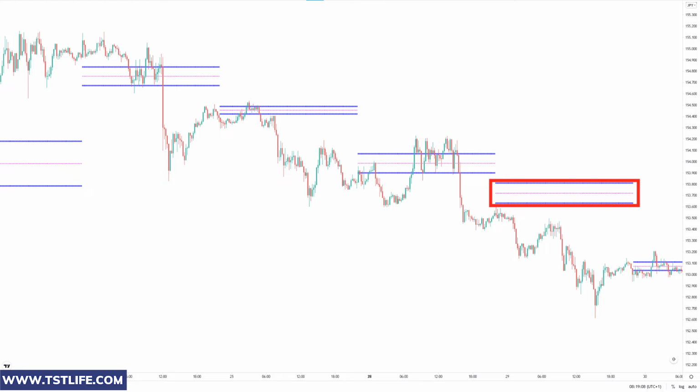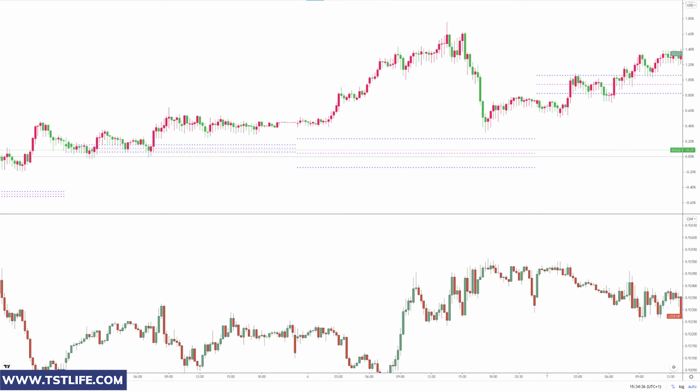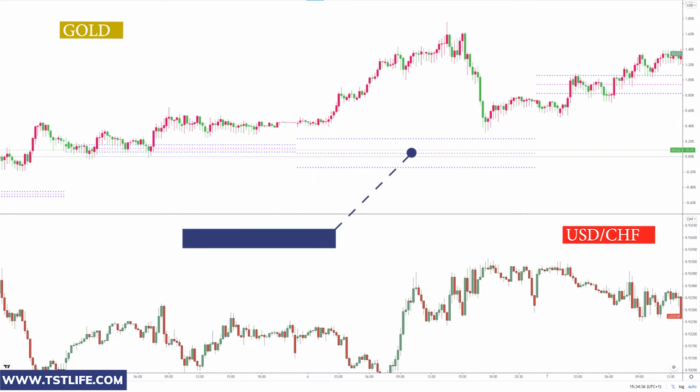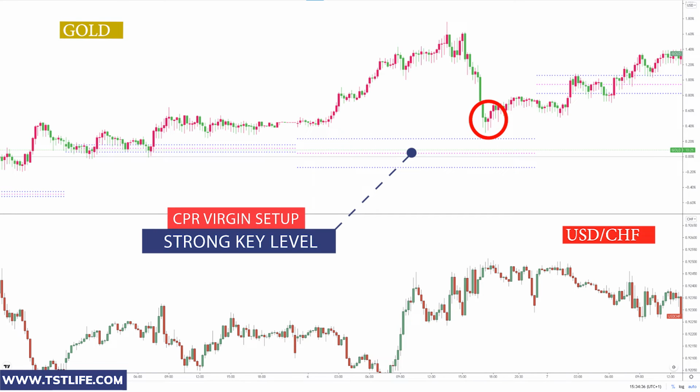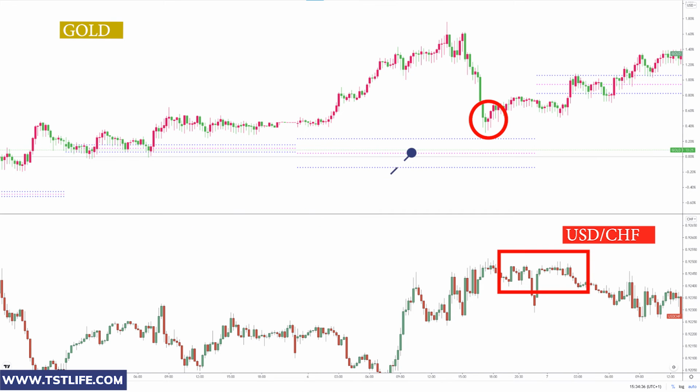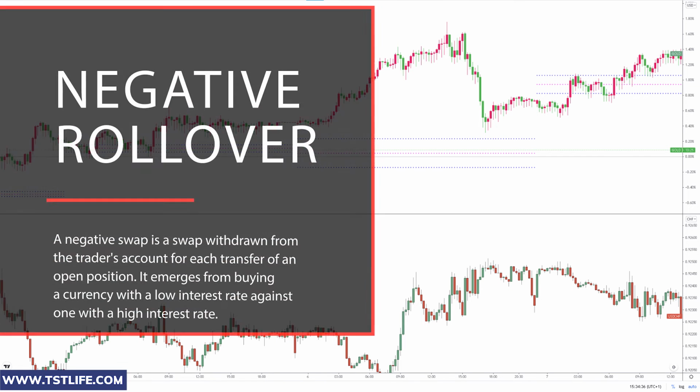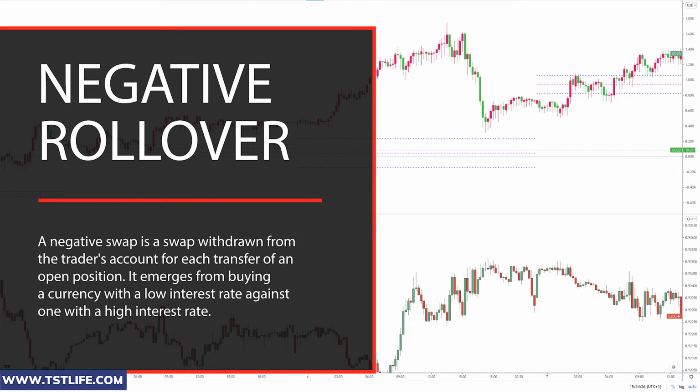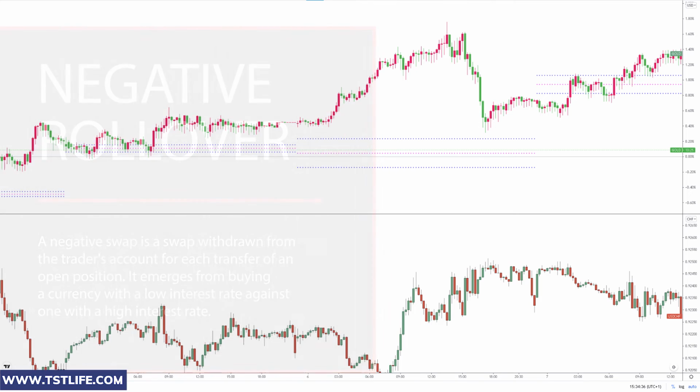This could be extremely useful if you're trading a pair that has a strong correlation with another one. For instance, if you're trading the US Swiss and the price of gold is approaching a virgin CPR level, you should expect either a consolidation or a price breakout on the Swissy chart. This will save you from entering an uncertain market or being stuck in consolidation for a few days, especially if you're going short on the Swissy, as it has a massive negative rollover rate.